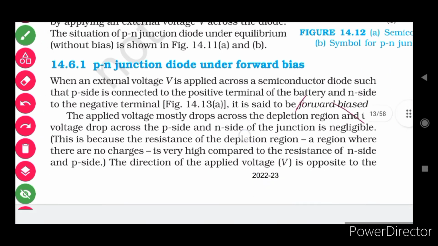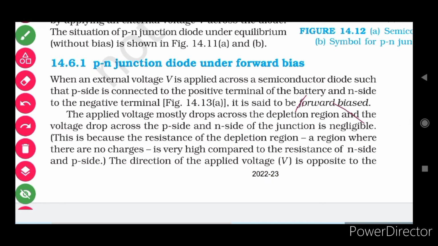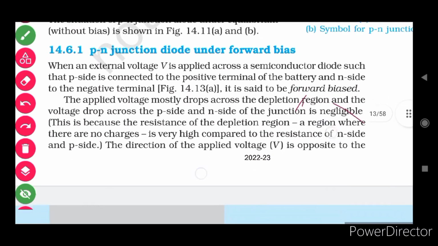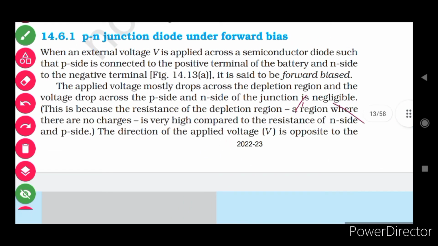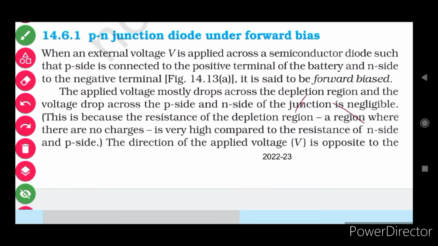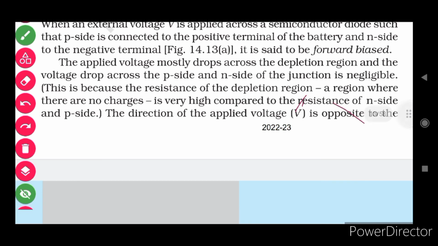Now let's understand what will happen when we do forward biasing in a PN junction. When an external voltage is applied across a semiconductor diode such that the p side is connected to the positive terminal of the battery and the n side to the negative terminal, it is said to be forward bias. I already explained it to you. The applied voltage mostly drops across the depletion region, and the voltage drop across the p side and n side of the junction is negligible.